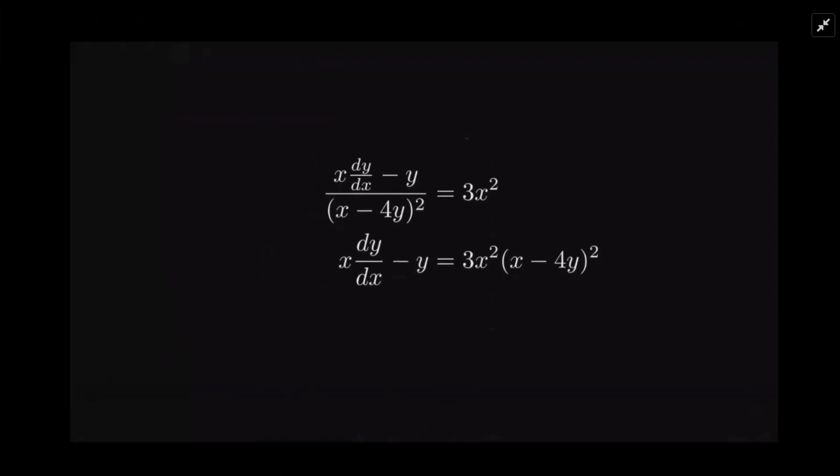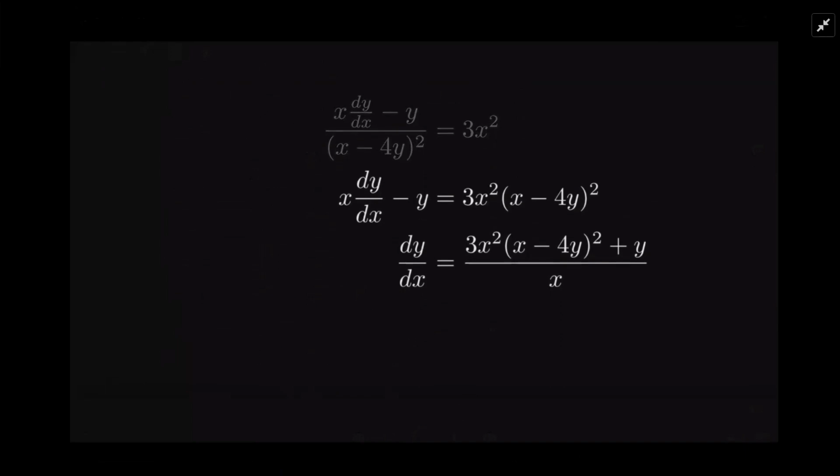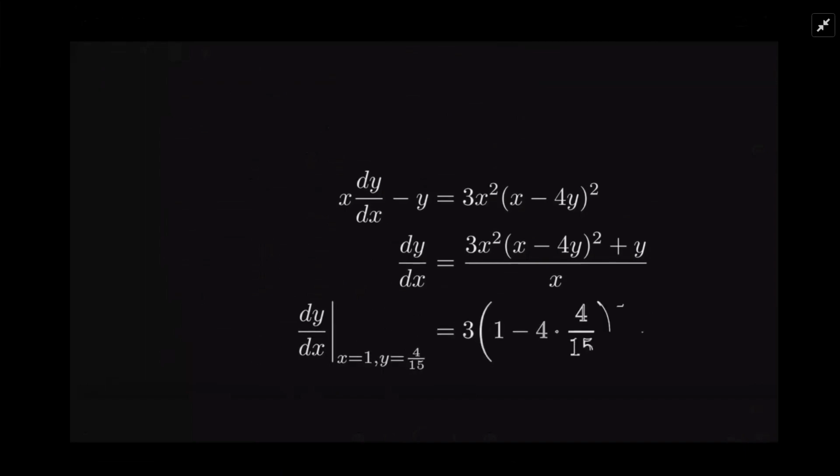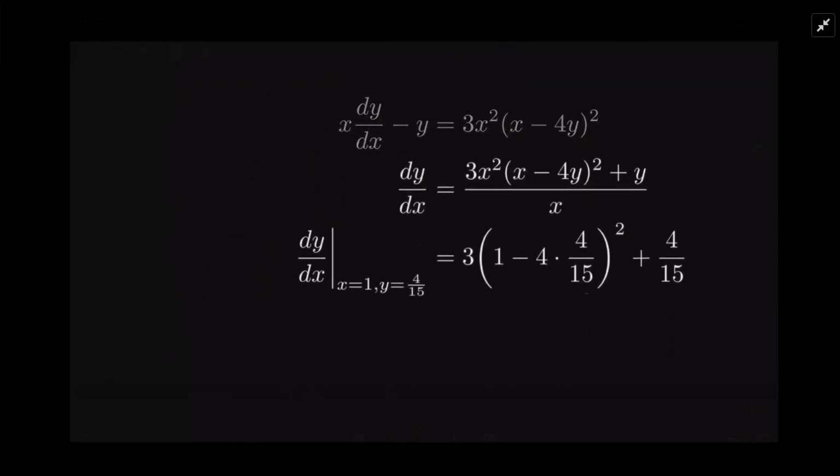So we multiplied by that denominator. Then we add the y and divide by x. And there is our expression for dy/dx. And now all we have to do is evaluate it at the point given. We plug in 1 for x and plug in 4/15 for y. And that's just a calculation.